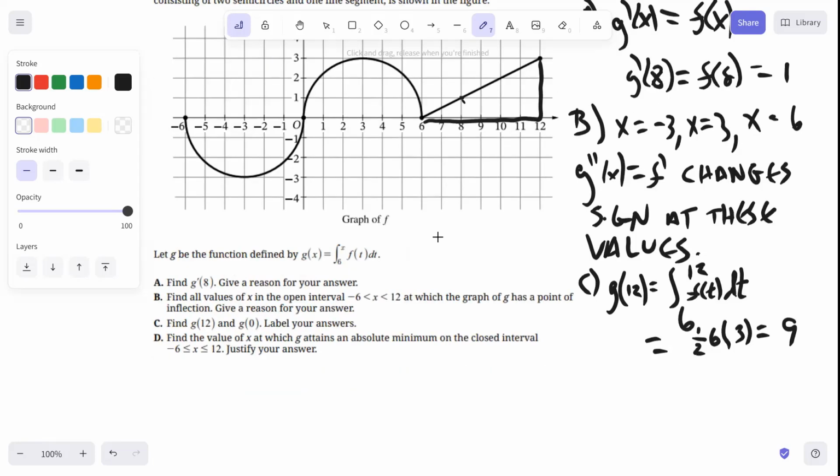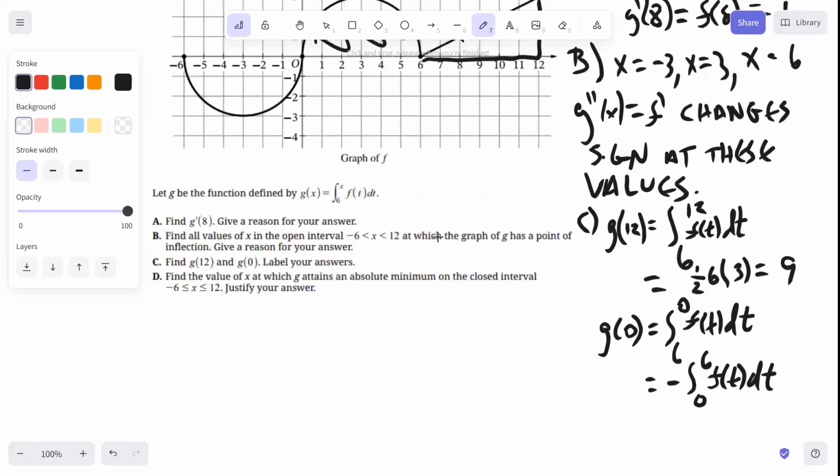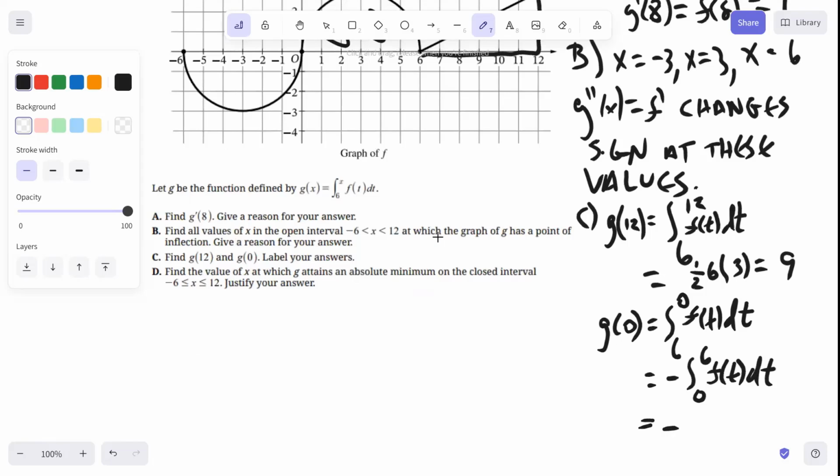Be careful here because there is a second part, getting g of 0, which is the integral from 6 to 0 of f of t dt. We have to use the properties of integrals here because the limits do not go in order, so we would flip it and change the sign to be the opposite of the integral from 0 to 6 of f of t dt. So if we go from 0 to 6, it's basically the area of that half a circle of radius 3, so that'd be negative pi over 2 times 3 squared, which is negative 9 pi over 2.